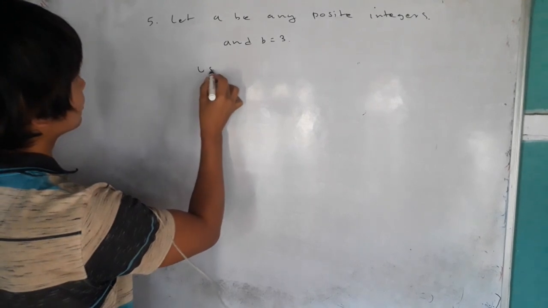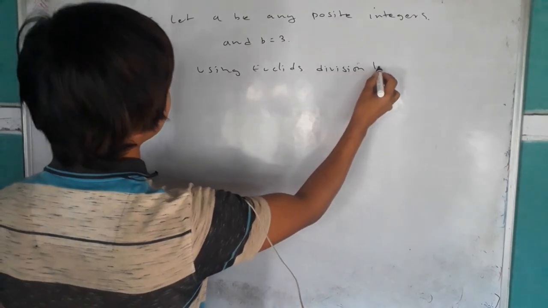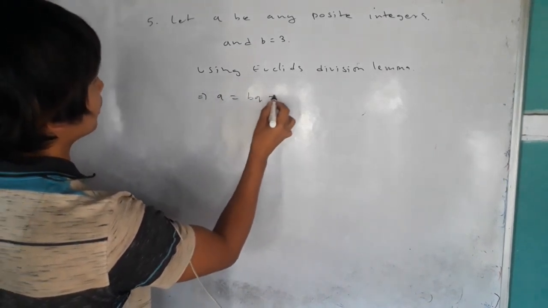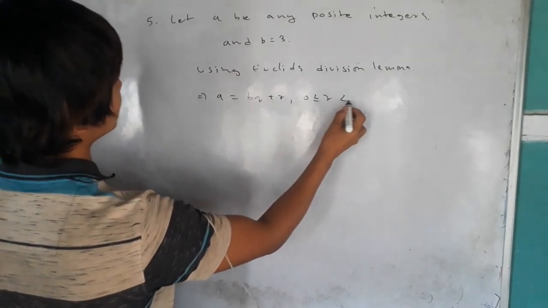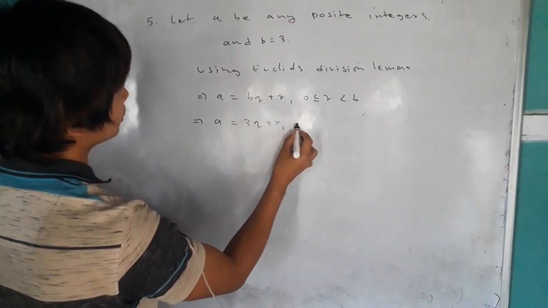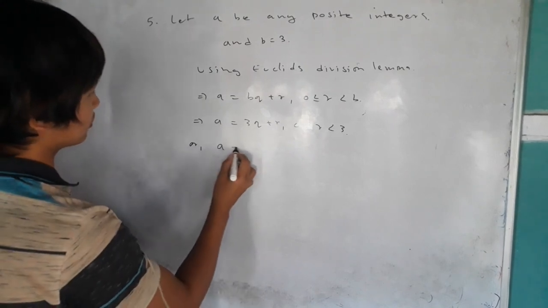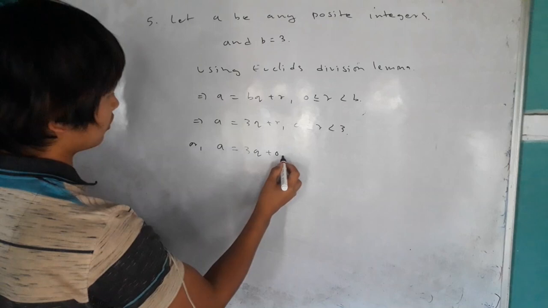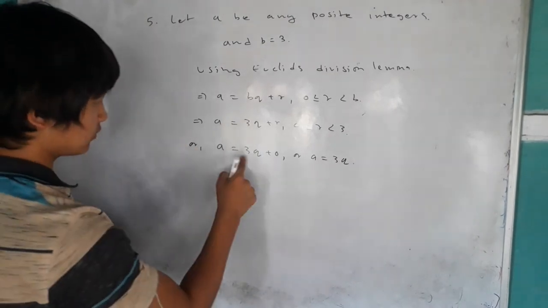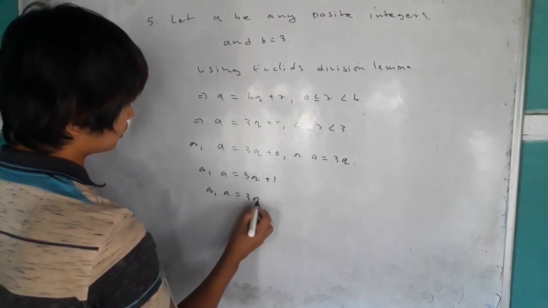So using Euclid's division lemma, it states that a equals to bq plus r, where 0 is less than or equal to r less than b. So what I have chosen, b equals to 3, so a equals to 3q plus r, where r should be less than 3. So a equals to 3q plus 0, or 3q only, or a equals to 3q plus 1, or a equals to 3q plus 2, okay.